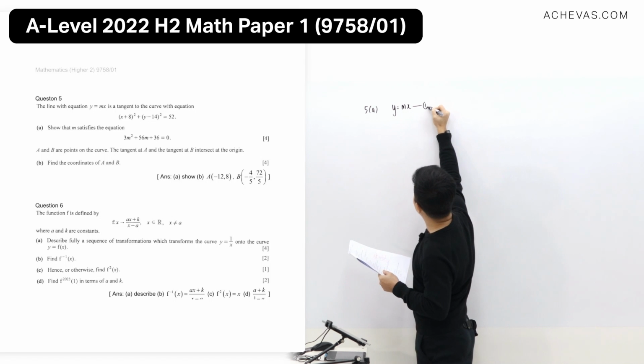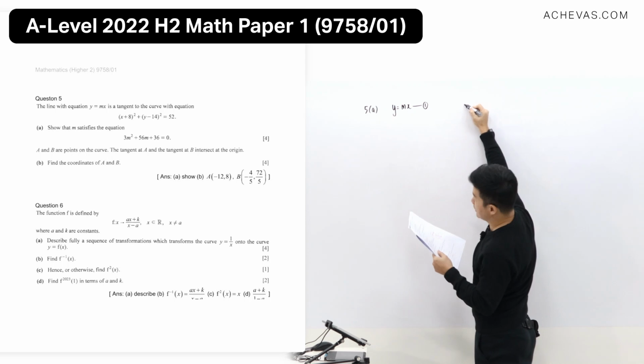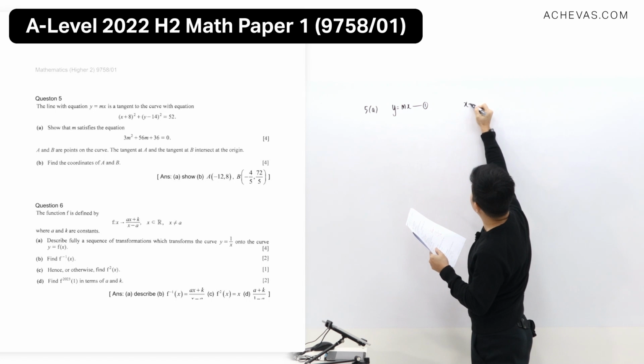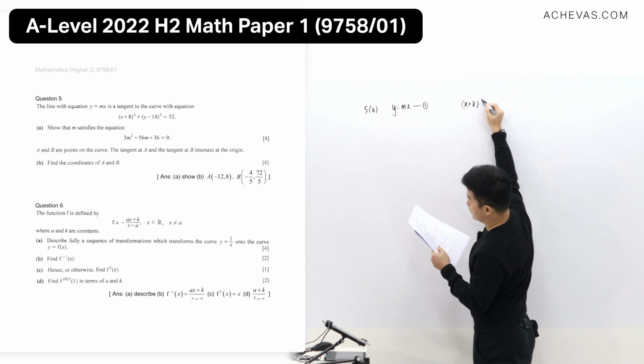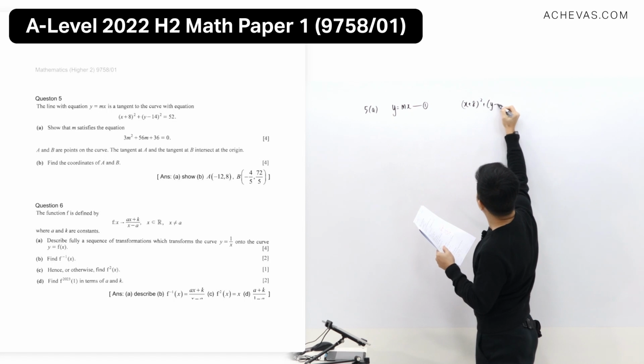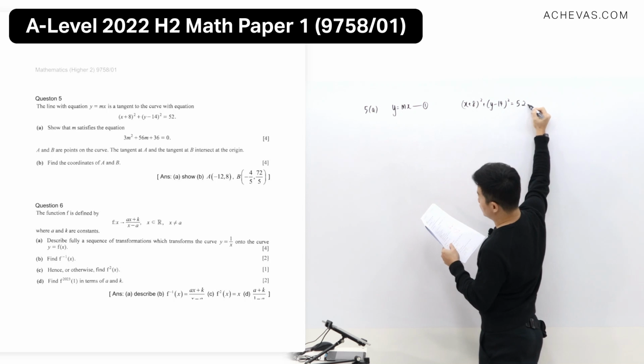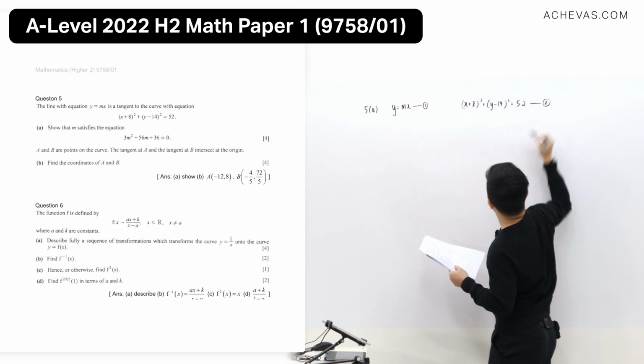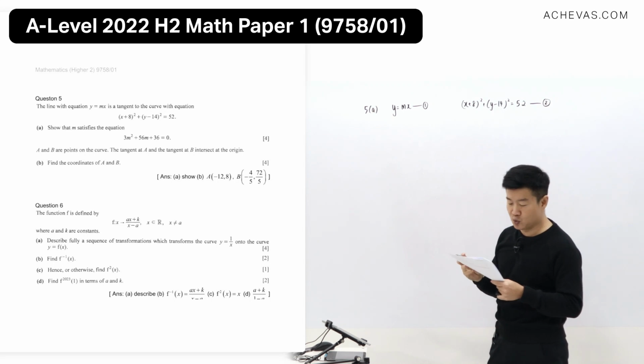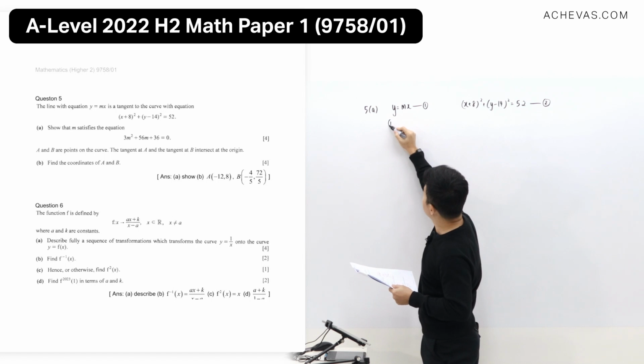Let me call this equation number 1. And for the curve, which is a circle, we have (x + 8)² + (y − 14)² = 52. I am calling this equation number 2. I will just substitute equation number 1 into equation number 2.